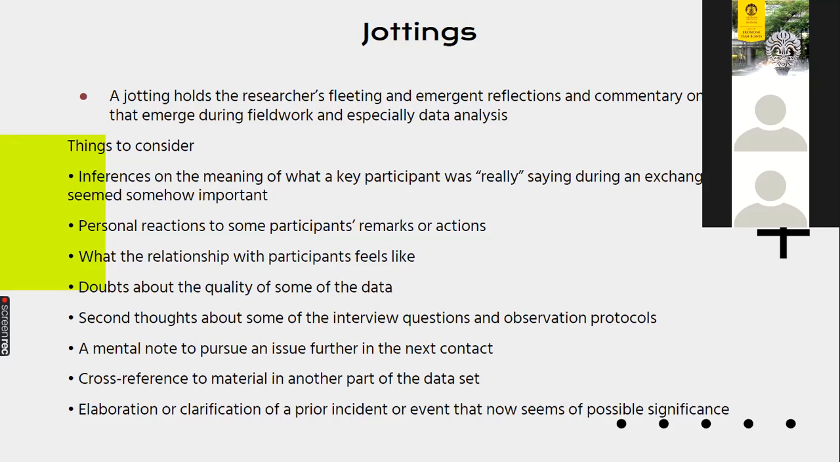The first one is inference on the meaning of what a key participant was really saying during an exchange that seemed somehow important. Then personal reactions to some participants' remarks or actions, what the relationship with a participant feels like, and doubts about the quality of some of the data. Second, comments on some of the interview questions and observation protocols, a mental note to pursue an issue further in the next contact, cross reference to material in another part of the data set, and elaboration or clarification of a prior incident or event that now seems of possible significance.